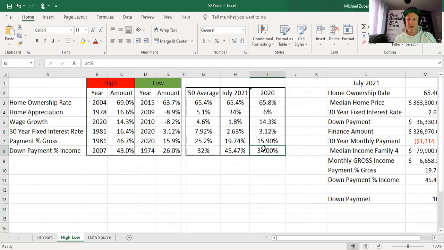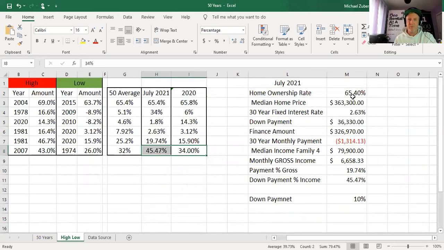For example, down payment has become a problem. Down payment spiked because median price went up, right? Median price in 2020 was like 270. Now it's 363. That's a huge jump for one year. So down payment is a problem because this is down payment as a percent of income.